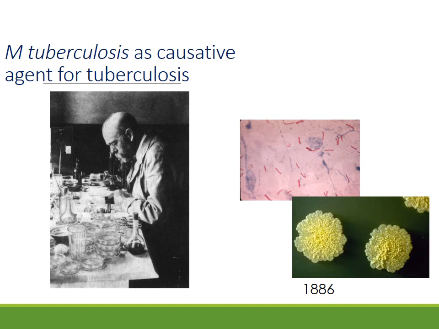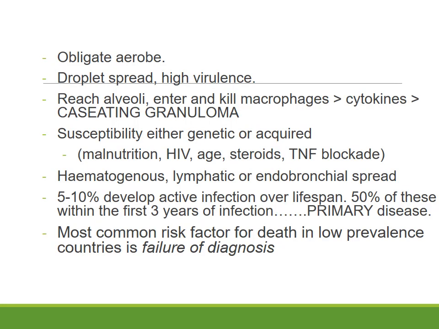Mycobacterium tuberculosis is the causative agent for tuberculosis. This picture shows its histology. Details of the histological features will be discussed in a separate pathology lecture. Mycobacterium tuberculosis is an obligate aerobe. It has a droplet spread and has high virulence.